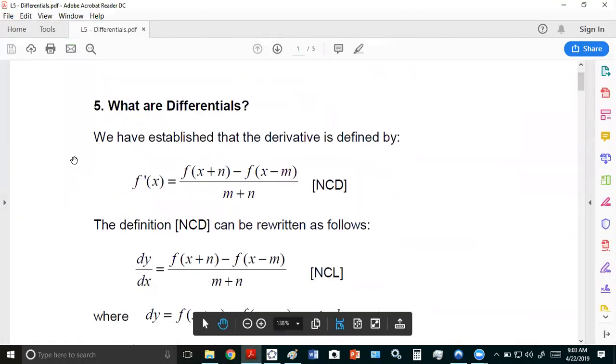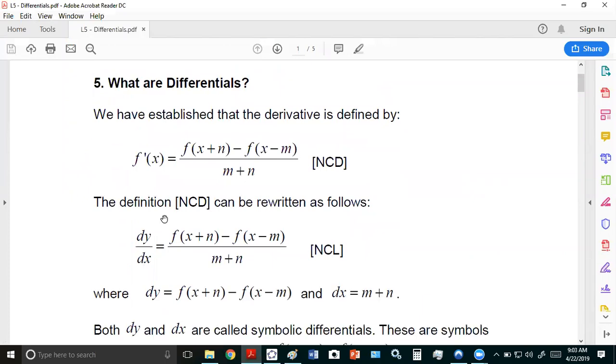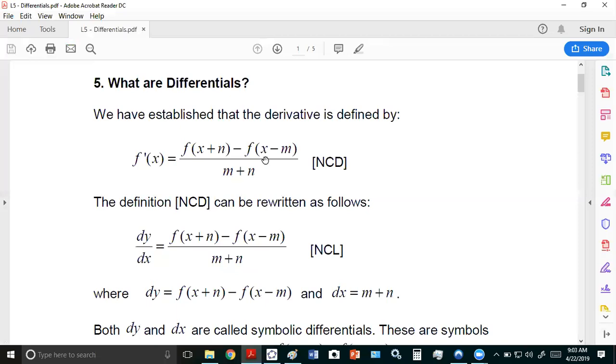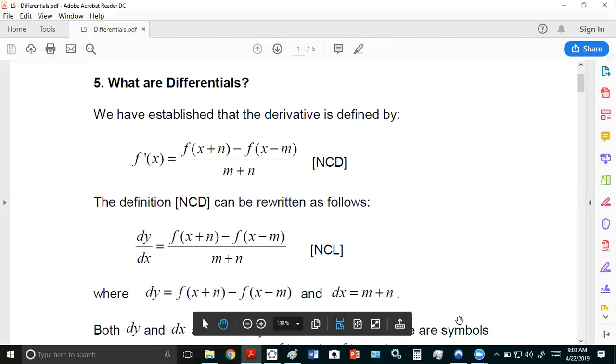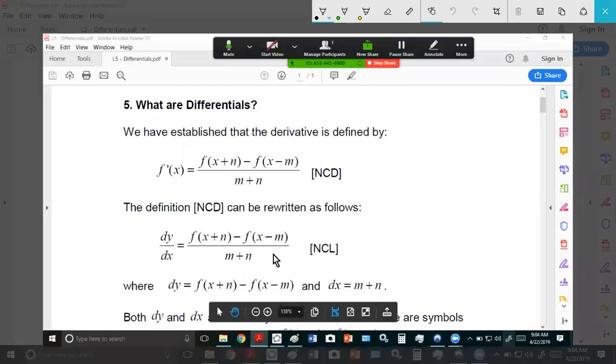So I discussed differentials in the previous video. The new calculus derivative is defined by this expression here. By the way, a lot of you don't actually know what these things are because you tend to just skip over things and not really pay attention to details. So very quickly, I'll show you what this means.